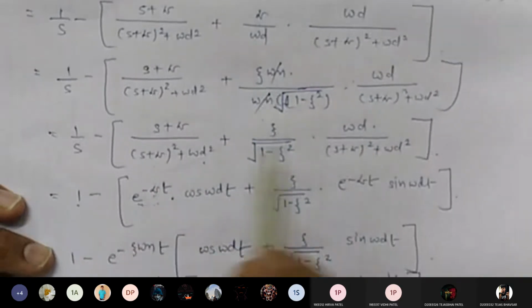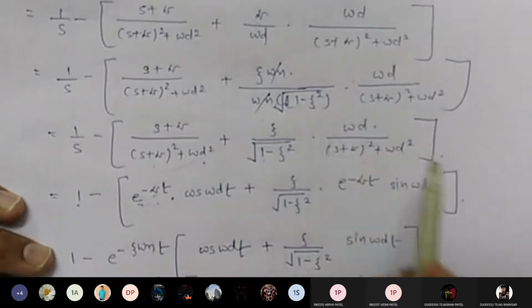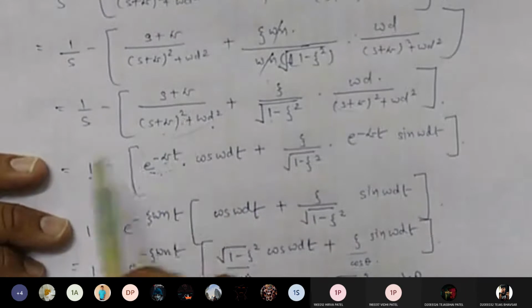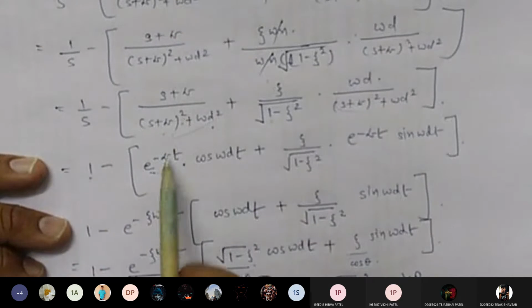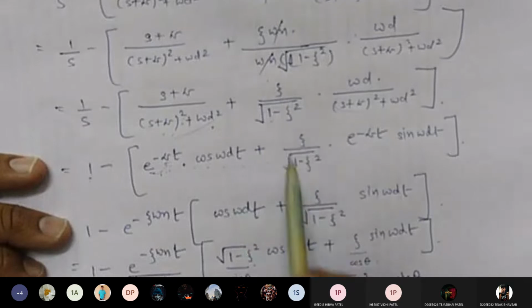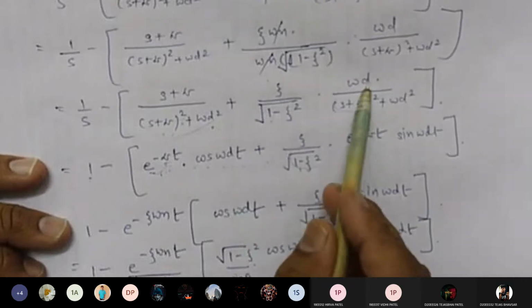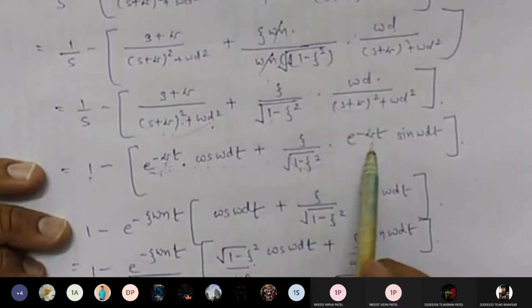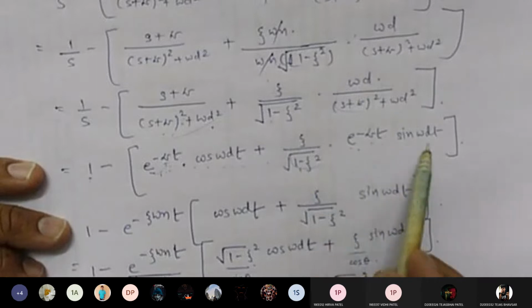So this is nothing but your cosine term, this is nothing but your sine term. So inverse Laplace of this is 1 upon s, 1 minus e raised to minus alpha t into cos omega dt, plus whatever it is, I will remain as it is. We want to find out inverse Laplace of omega d, so e raised to minus alpha t sin omega t.